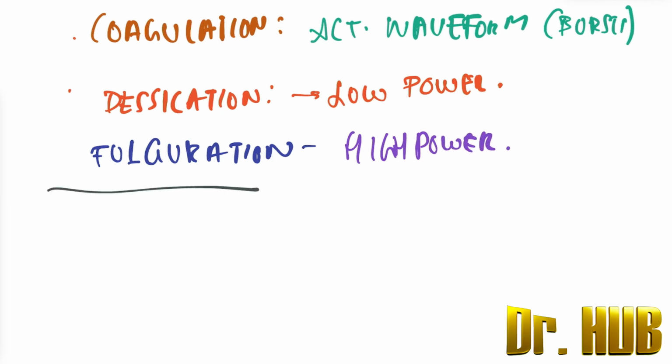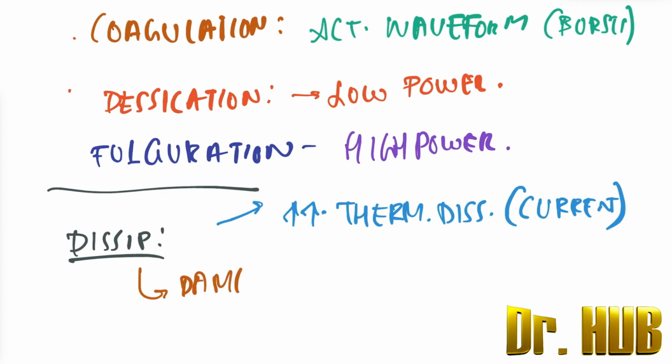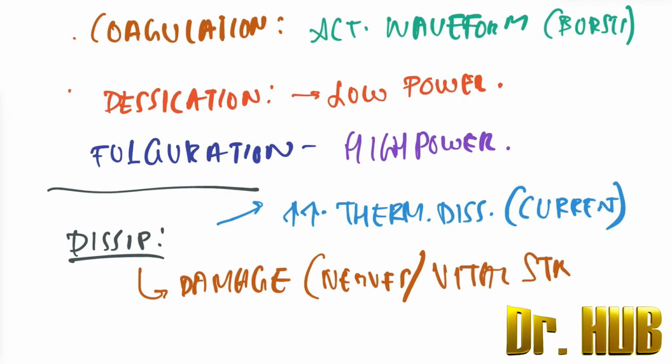Then we move on to the heading of dissipation. Under dissipation, there is more thermal dissipation of the current. Hence it can cause damage to the nerves and also some of the other vital structures. Now we move on to the bipolar.